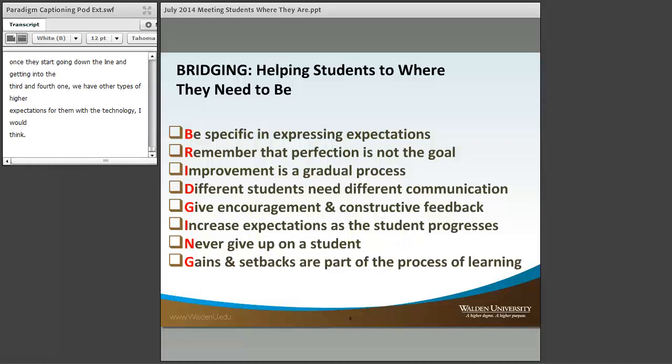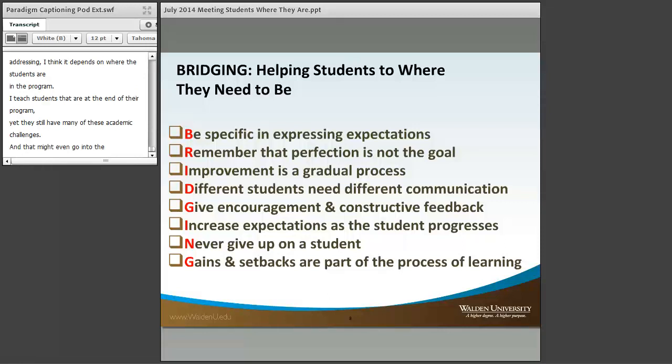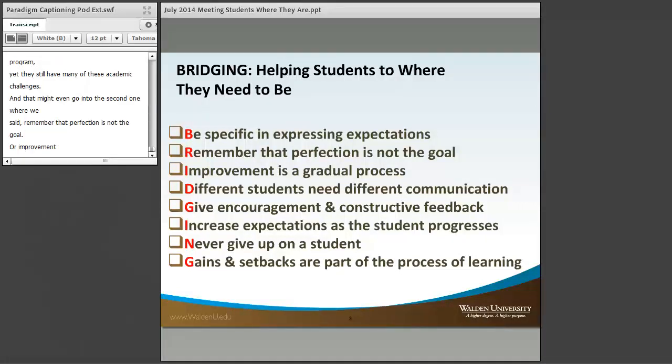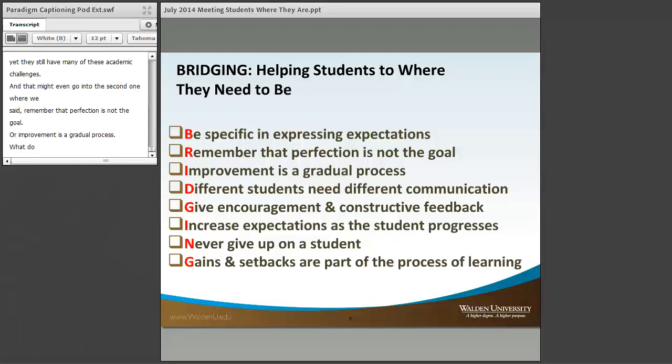I see that Dorcas has also said, and this is interesting, I think it depends where the students are in the program. I teach students that are at the end of their program, yet they still have many of these academic challenges. And that might even go into the second one where we said, remember that perfection is not the goal, or improvement is a gradual process. What do you think of that?